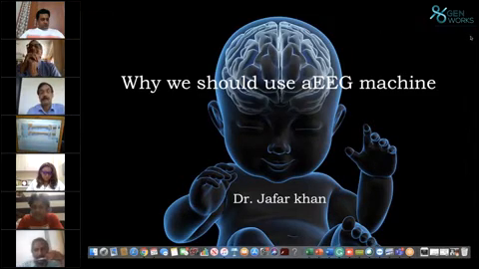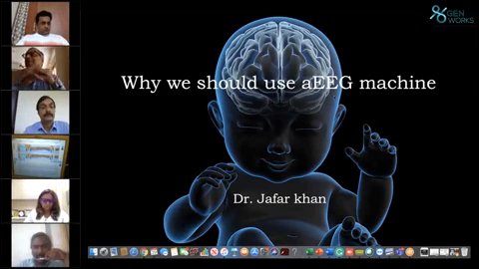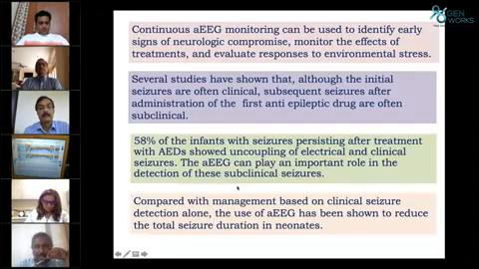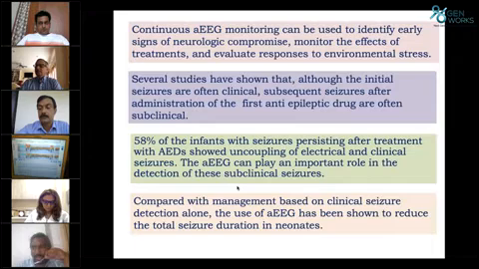We use AEG machine to monitor the baby's brain whenever there is an indication, as we have already discussed, like a baby who is having hypoxic ischemic encephalopathy, or neurometabolic encephalopathy, or some other insult, or a baby who is premature, at risk of some other complication. So usually we do continuous EEG monitoring for the baby who is neurologically compromised, and we also evaluate our treatment.